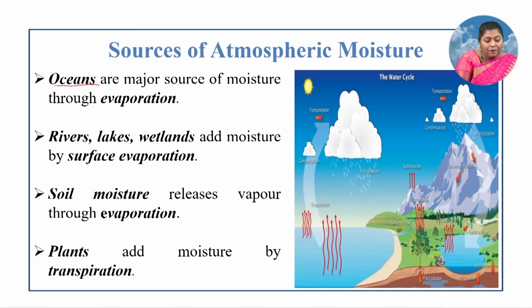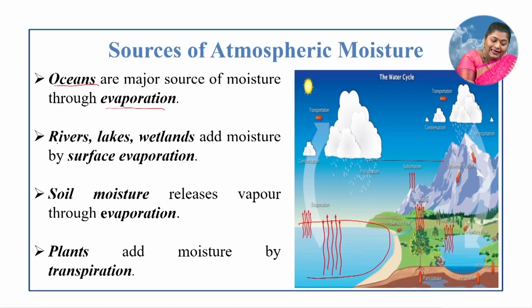The ocean plays an important role in atmospheric moisture, because of this vast expanse of water sources in the ocean, and it is a major source of moisture through evaporation. So the vast area, with the process of evaporation, gives moisture content to the atmosphere. So this is one of the major sources.